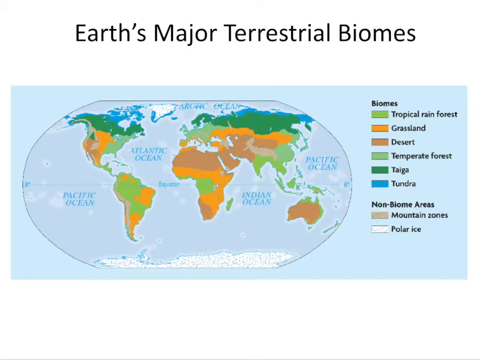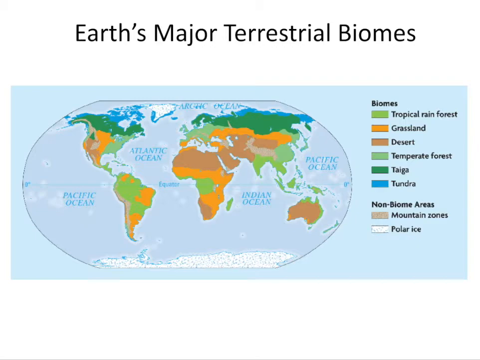So here is a map with Earth broken down into major terrestrial biomes. When we look at what the largest biome on Earth is, we have to say, well, it's the ocean. Look at how much ocean there is compared to the land. But here we're going to look at the terrestrial biomes first.